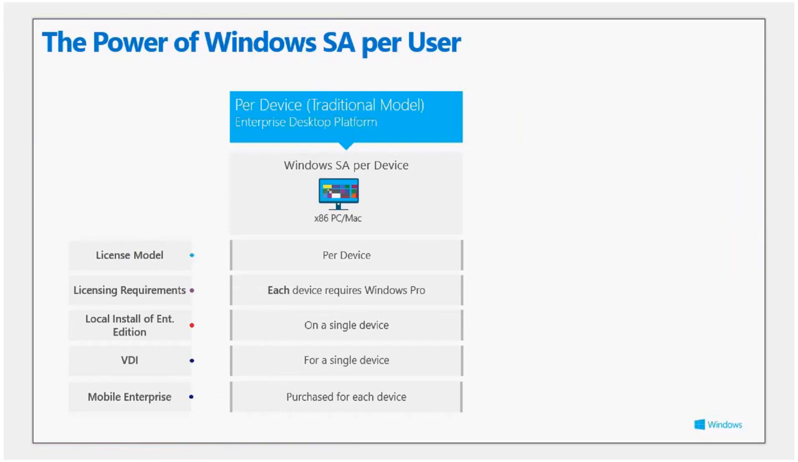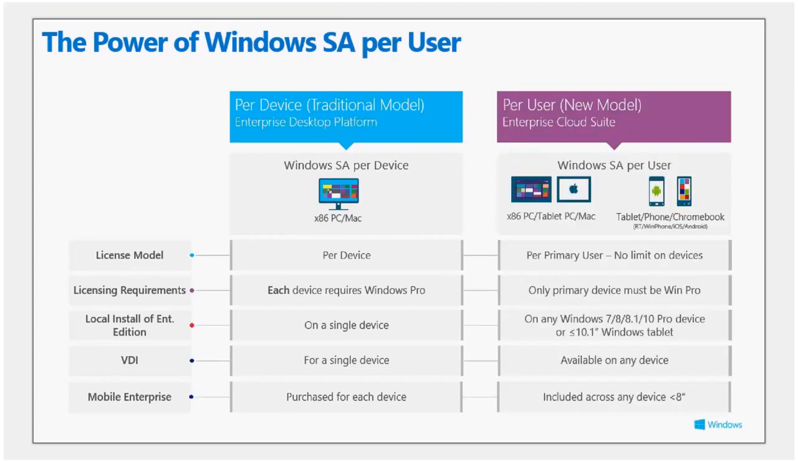So here we see the traditional per-device model, which was the only option for Windows Software Assurance prior to December of 2014. The licensing was per device, and any device required Windows Pro to be pre-installed. That gave you the rights to locally install Enterprise Edition on a single device. It gave you VDI rights for a single device, and you would have to purchase Mobile Enterprise for each device.